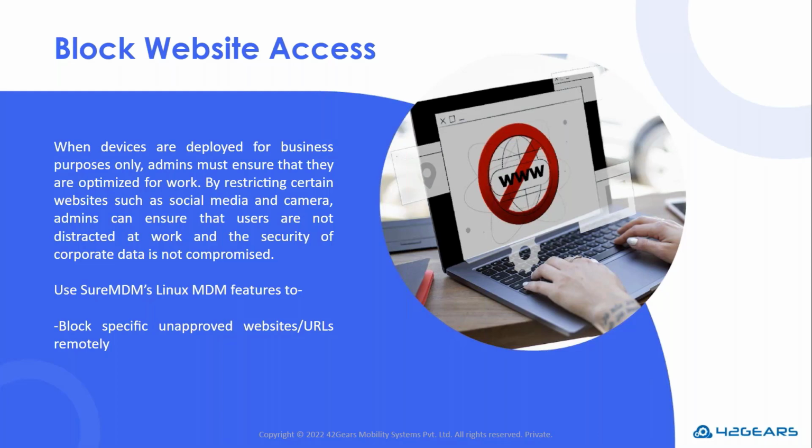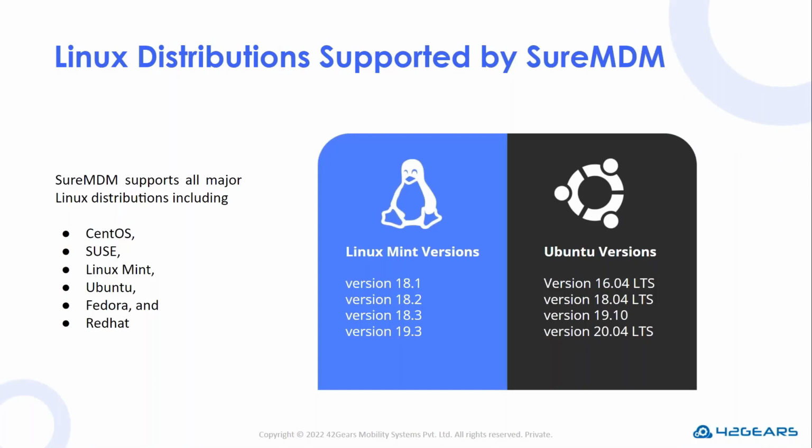Now, if you have to deploy different versions of Linux devices, you must be wondering what versions SureMDM supports. SureMDM supports all major Linux distributions, including CentOS, SUSE, Linux Mint, Ubuntu, Fedora, and Red Hat. If you need any help to deploy your Linux devices, you can contact our support team and we will help you out. Now, let me show you these features in the SureMDM console and how you can use them.